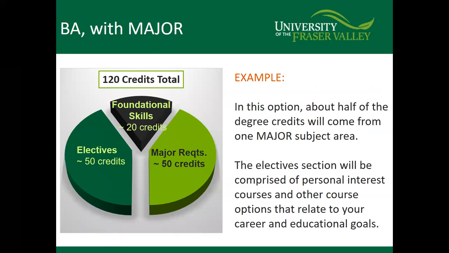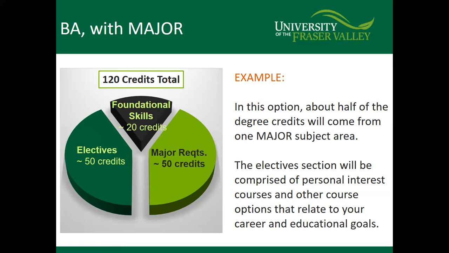So as an example, if you want to visualize this as a pie, if you choose to do your Bachelor of Arts with one major, then we've broken it down basically into three pieces. Those foundational skills, those general requirements that all BA students have to take, equate to about 20 credits. A major equates to about 50 credits. So you're doing about 14 or 15 classes in one subject area. So together that's about 70 credits. And remember, the Bachelor of Arts degree is a minimum of 120 credits overall.